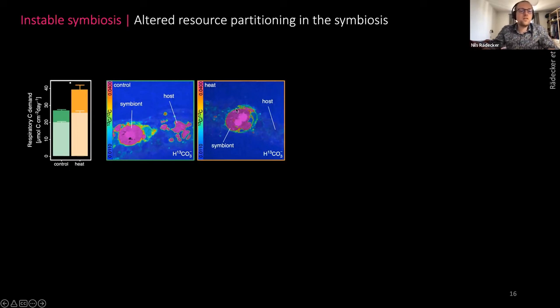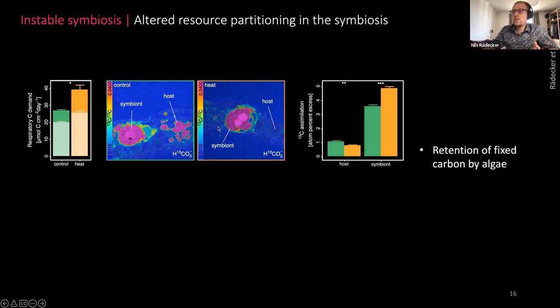We still have a lot of assimilation by these algae, but we see much less translocation to the surrounding host tissue. And we can quantify that, and we actually see that we have less translocation to the host and more retention of photosynthetic carbon by these algae.